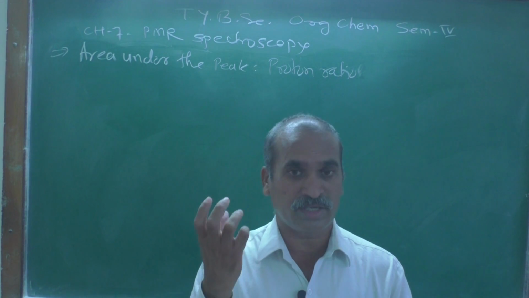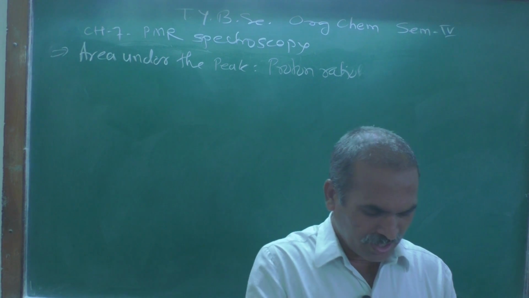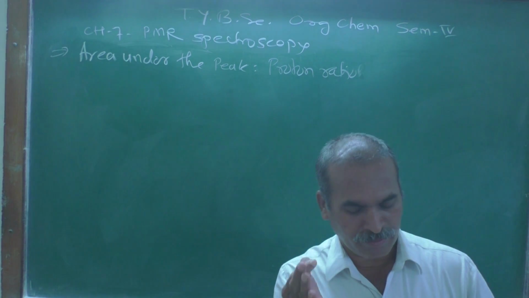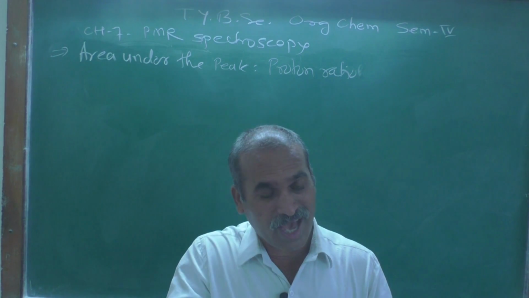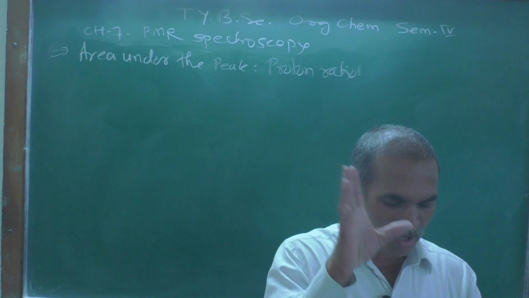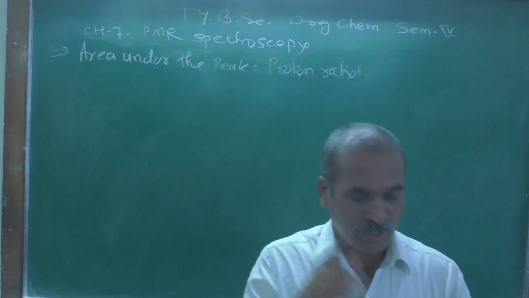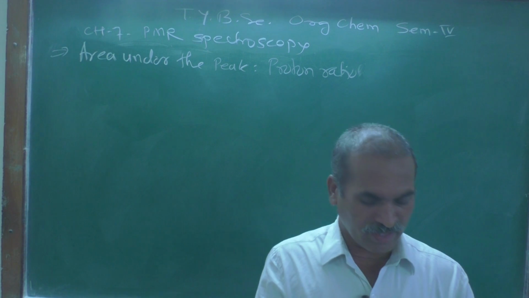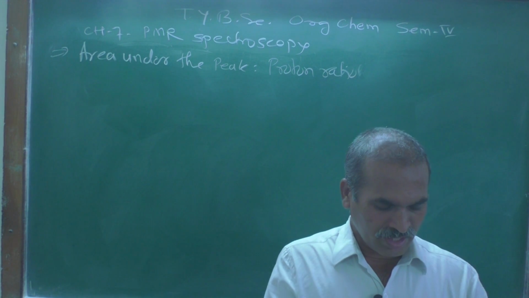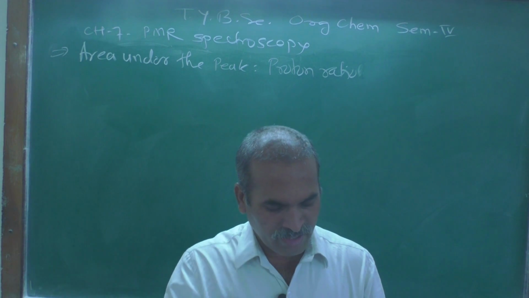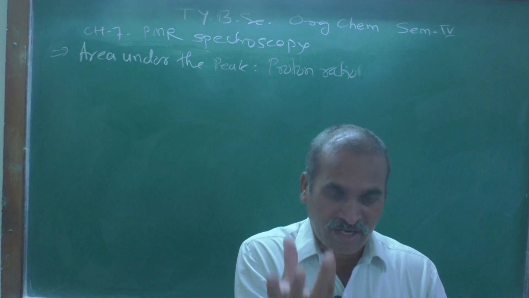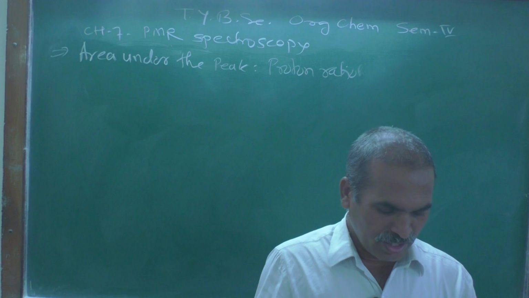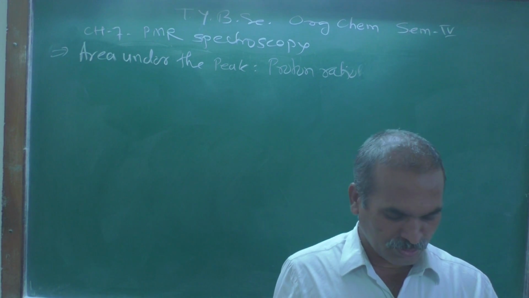So let us now concentrate our attention on the area under each peak, and it is observed that the area under a PMR peak is directly proportional to the number of protons which produce that peak. Remember, this sentence is very important. The area under the PMR peak is directly proportional to the number of protons which produce that peak.